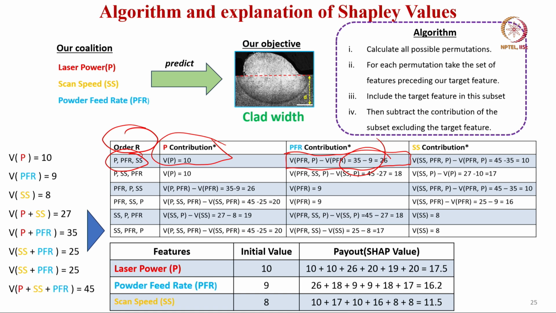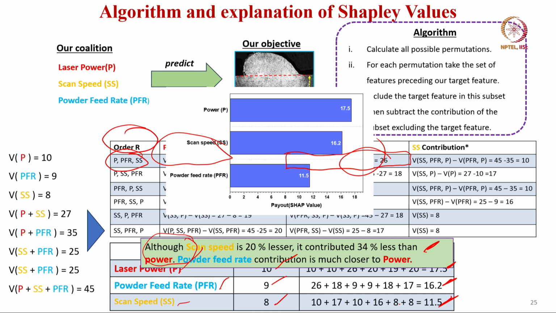So, on the basis of this simple mathematical calculation, you can see the different features like P, PFR, SS. The initial values were 10, 9, 8, and the payout is 17.5, 16.2 and 11.5. That is the SHAP value.